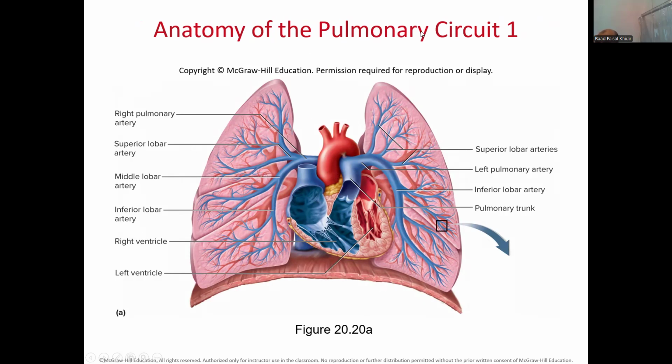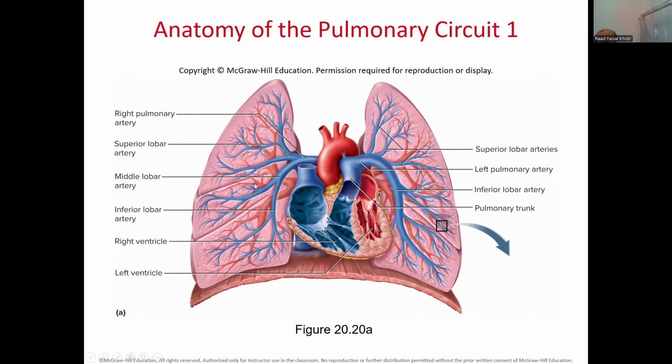So that is showing you the anatomy of the pulmonary circuit. That is the left pulmonary artery. That's the right pulmonary artery. And you see there's a superior lobar artery, middle lobar artery, and inferior lobar artery. On the left side, you have a superior lobar artery, left pulmonary artery, and inferior lobar artery. There is no middle lobar artery on the left side.